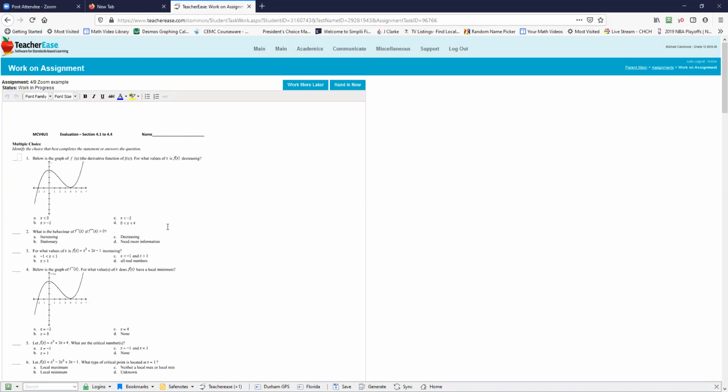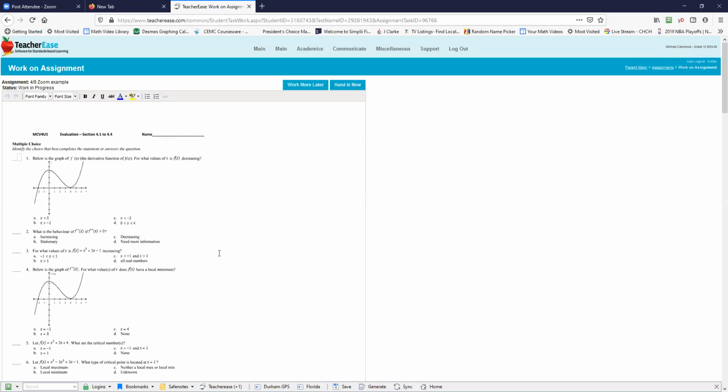Wait, so it's like wherever the derivative is negative, that's where it's going to be decreasing? Exactly. Perfect. If we look at the picture of this function, the only place this function is negative is when x is less than minus 2. So between minus infinity and minus 2 is what we're looking for. So the first answer would have been C, x is less than minus 2.